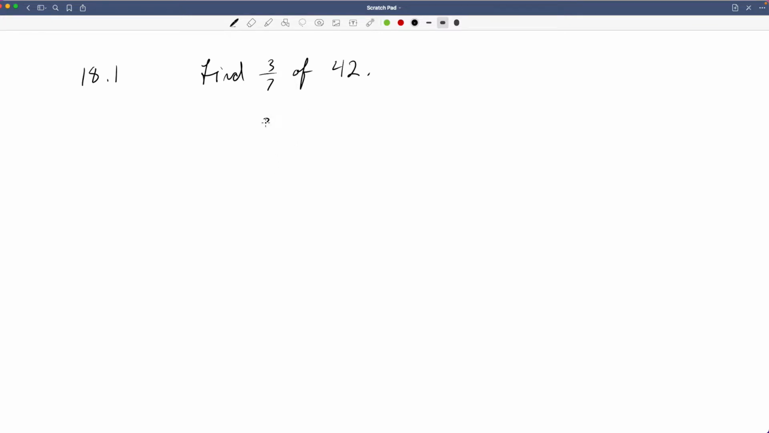So what I would do is I would say 3/7 times 42. And then I would rewrite that with 42/1 as a fraction. Then I can do the math. And I can say that 3/7 of 42, that'd be 3 times 42. 3 times 2 is 6, and 3 times 4 is 12, divided by 7 times 1, which is 7. 126 divided by 7, that is what we call an improper fraction.